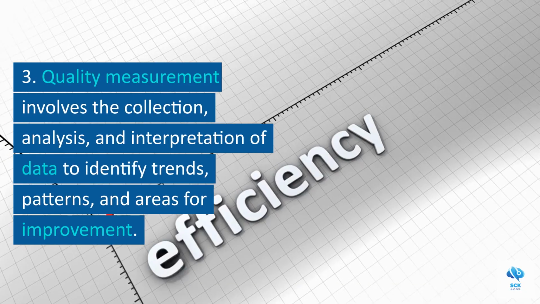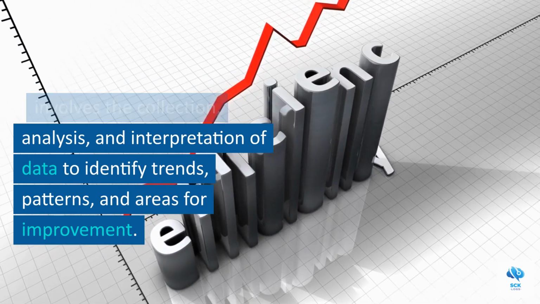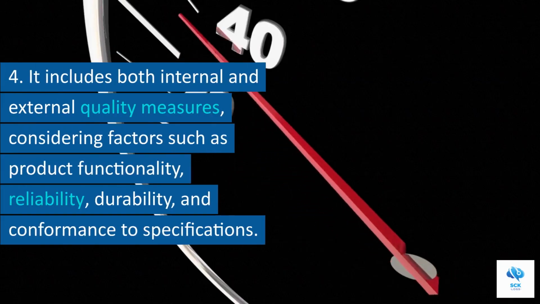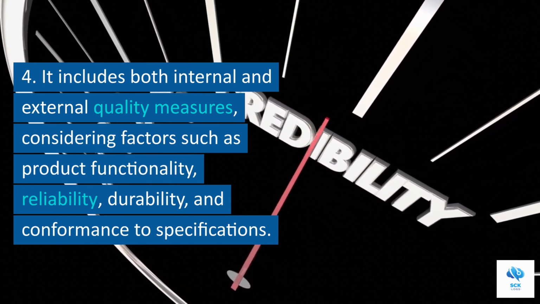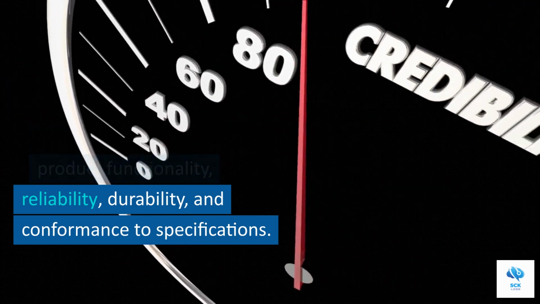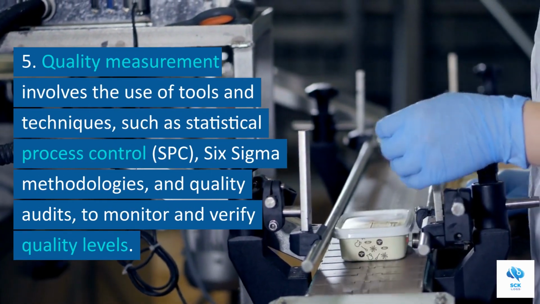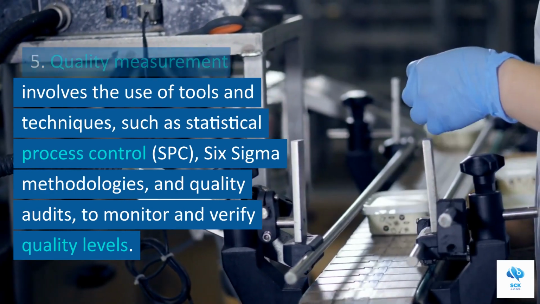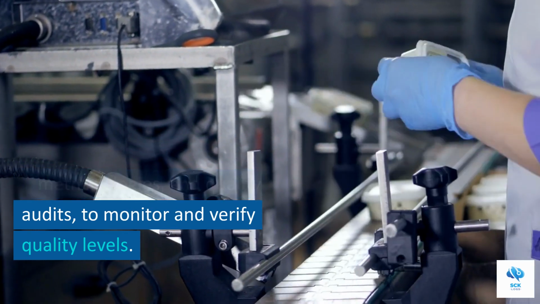3. Quality measurement involves the collection, analysis, and interpretation of data to identify trends, patterns, and areas for improvement. 4. It includes both internal and external quality measures, considering factors such as product functionality, reliability, durability, and conformance to specifications. 5. Quality measurement involves the use of tools and techniques, such as statistical process control, SPC, Six Sigma methodology, and quality audits, to monitor and verify quality levels.